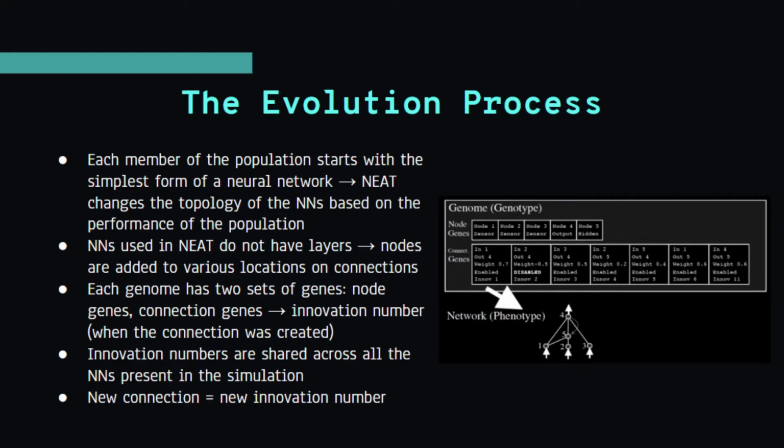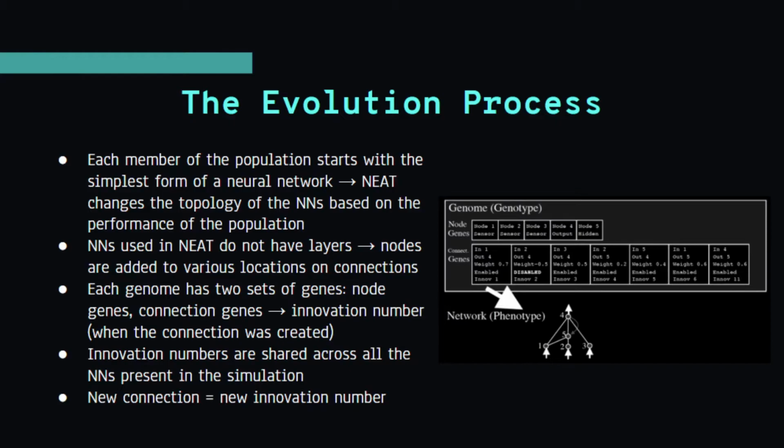So each member of the population, again, NEAT generates several individuals, which are all part of a population. Each member of the population starts with the simplest form of a neural network, which is something I explained previously. NEAT changes the topology of the neural networks based on the performance of the population. Topology basically means the structure of the neural network. So it will basically change the connections, the nodes, and tweak this and that of each neural network based on how it performed in the environment.